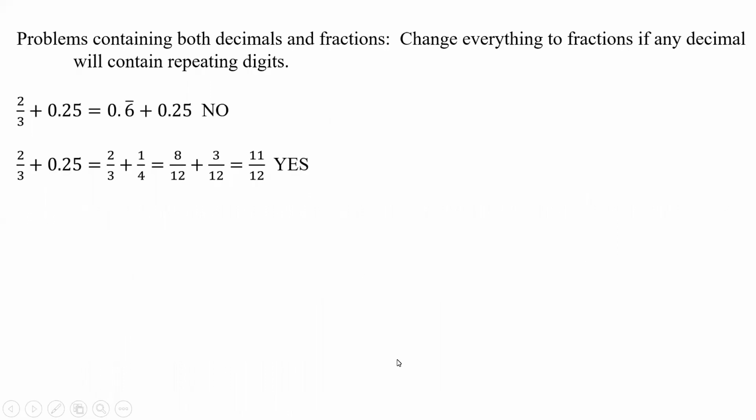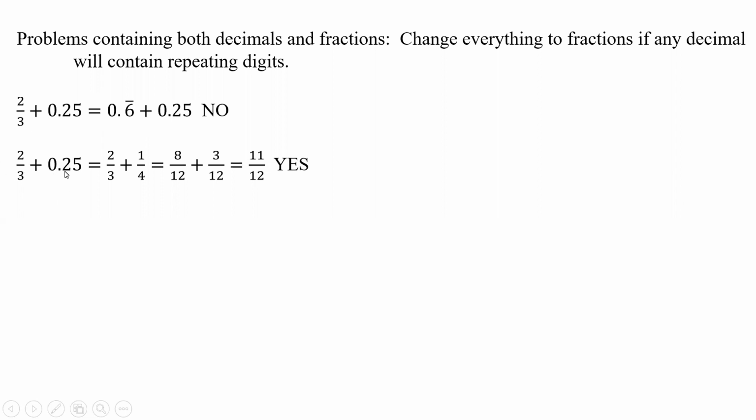Now, we can also have problems sometimes that contain both a decimal and a fraction. The key is to change everything to a fraction if a decimal will contain repeating digits. Otherwise, we convert it to a decimal. So like in this case, 2/3, when we convert that to a decimal, that's 0.6 repeating. And so if we add that to 0.25, that's pretty much impossible to do because you have that repeating 6. So we're not going to do it that way. Instead, we're going to convert our decimal to a fraction and add them together.